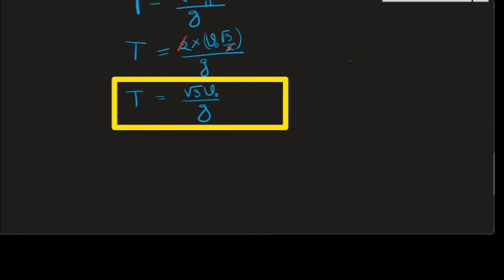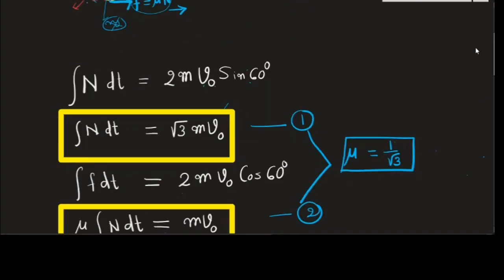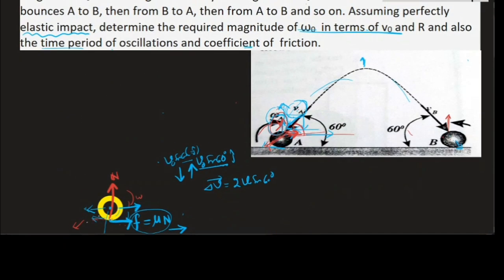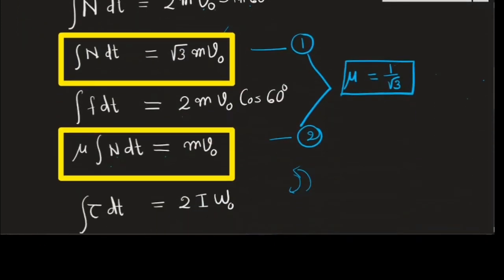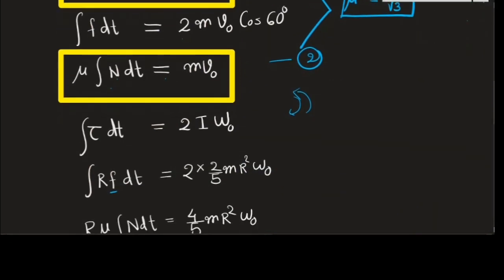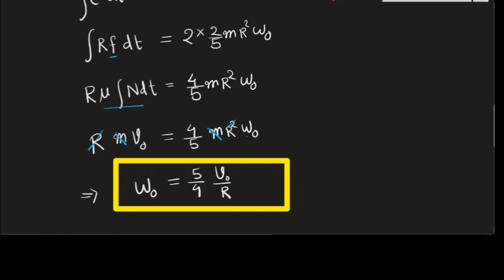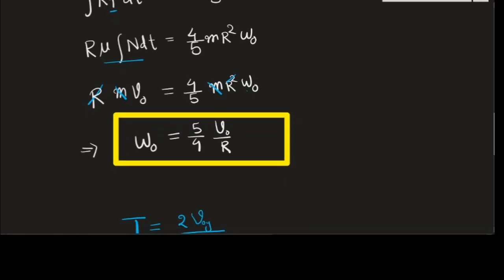If this ball is thrown making a 60 degree angle, and it makes elastic collisions and keeps moving from A to B, B to A to B, without loss of energy, and both the angles are the same, the time period remains constant and the range remains constant. This is only possible for the 60 degree projection, with mu equal to 1 by root 3, and the velocity and omega should be directed such that if the velocity is like this, the omega must be like this. The relation between them is omega naught equal to 5 by 4 times v naught by r for the sphere case.